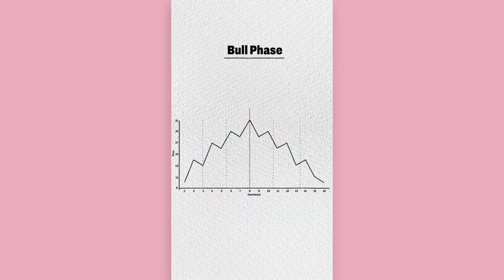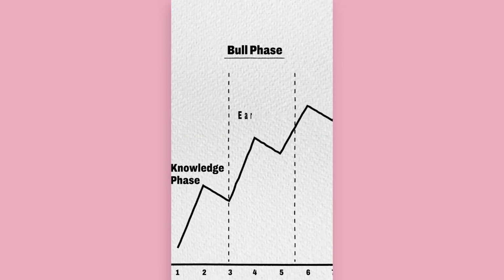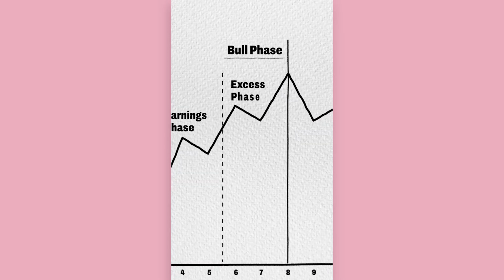Even in the bull phase, you have three sub phases. First one is knowledge phase, second is the earnings phase, and third is the excess phase. So in knowledge phase, the smart people take decisions, and in the earnings phase, those decisions turn out to be right, and in the excess phase, the market is in some kind of a hype. Then in bear trend, you again have three phases, and the first phase starts at the last phase of the bull trend, which is excess phase.